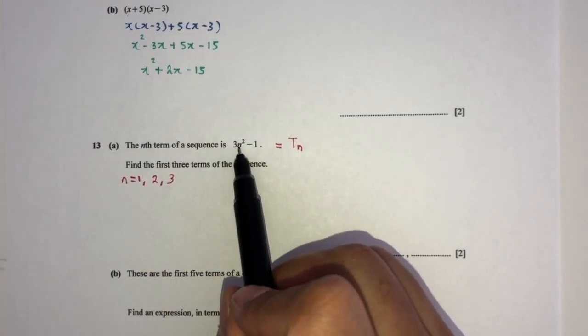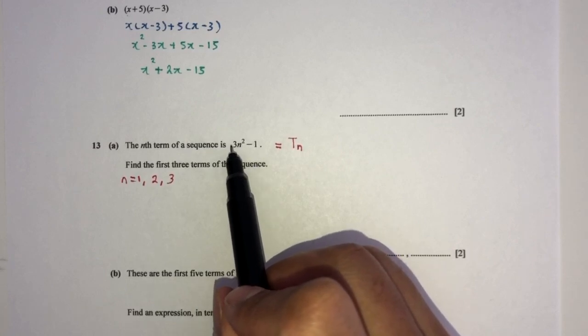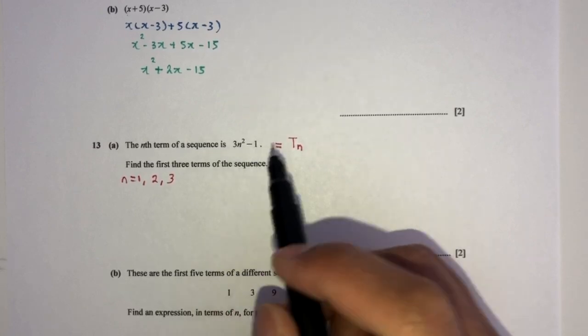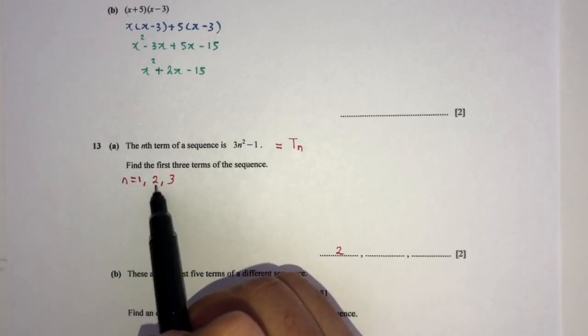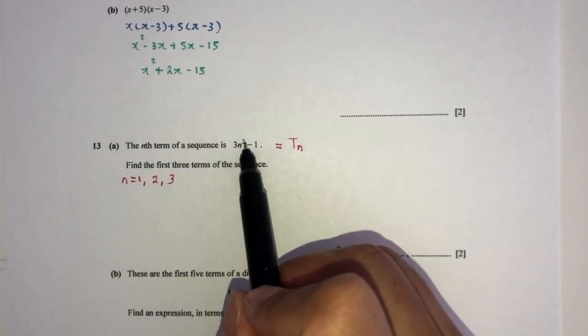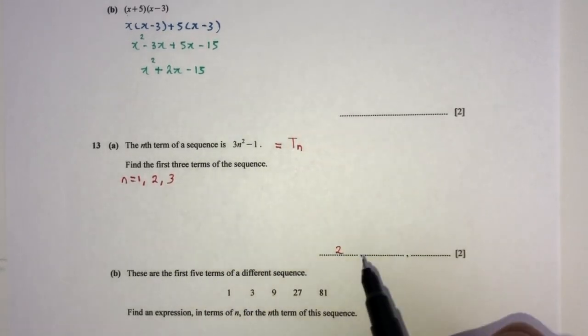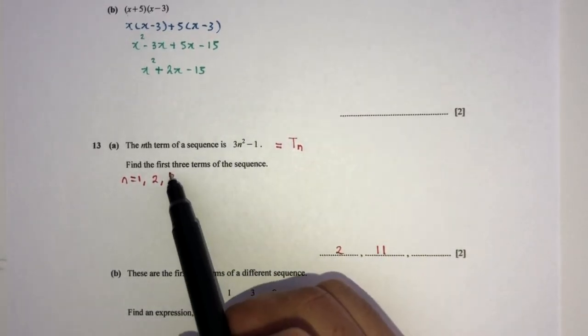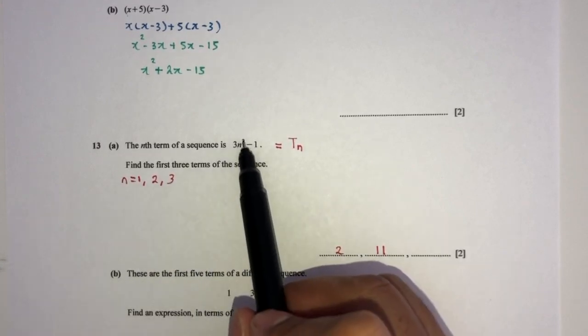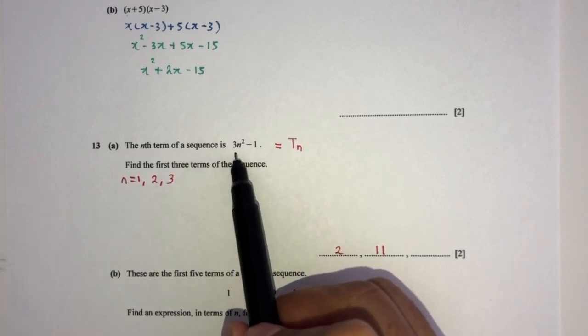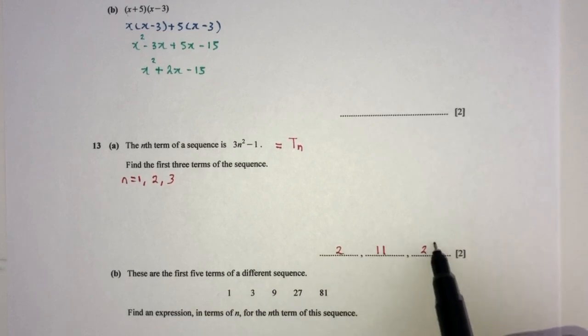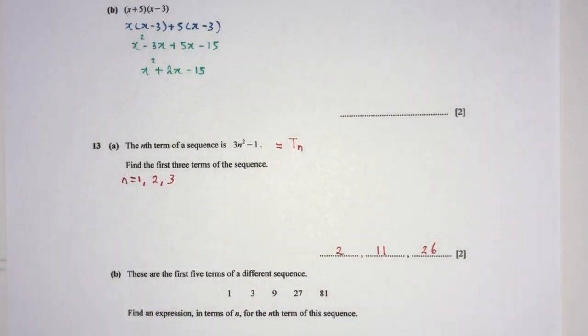So when n is equal to 1, 1 squared is 1, 3 times 1 is 3, 3 minus 1 is 2, so 2. When n is equal to 2, n squared is 4, 3 times 4 is 12, 12 minus 1 is 11. When n is equal to 3, 3 squared is 9, 3 times 9 is 27, 27 minus 1 is 26. So these are the first three terms of the sequence. Again, you can always write all these values down one by one and find the value as well. So it's not magic, right?